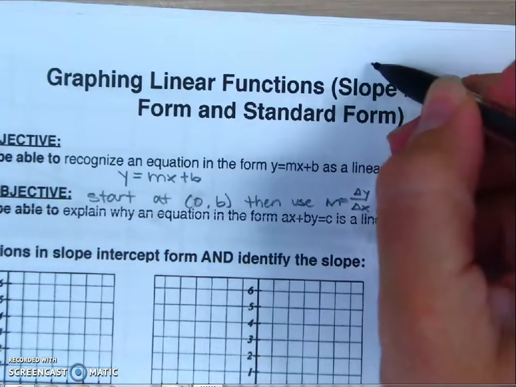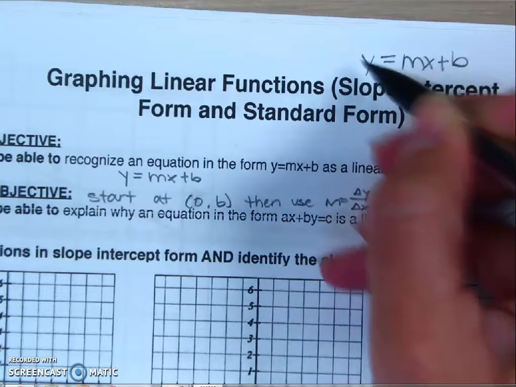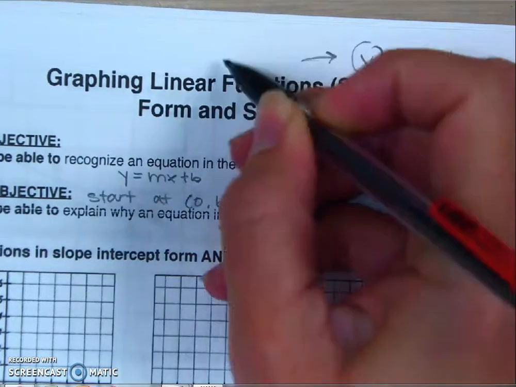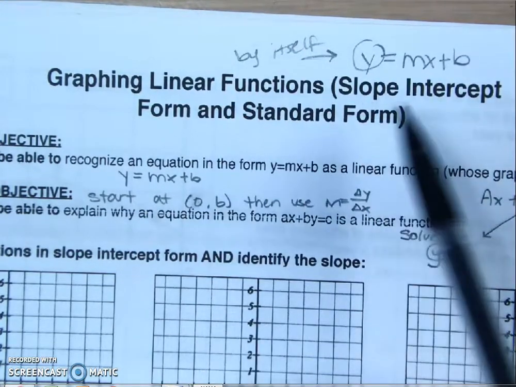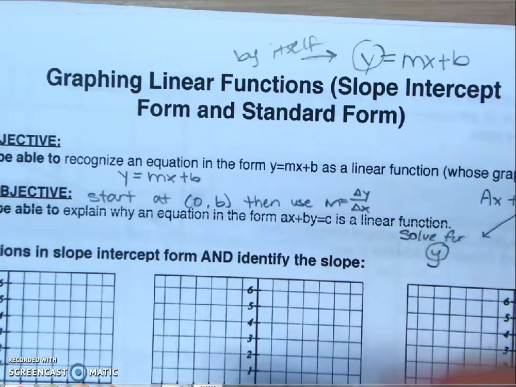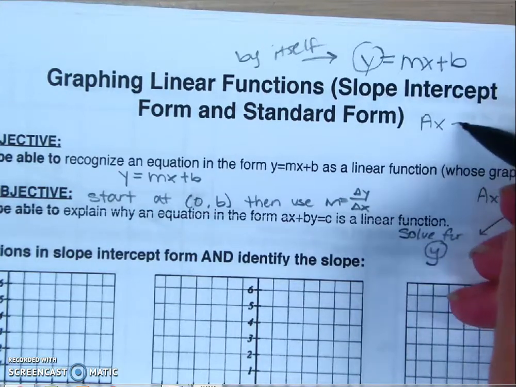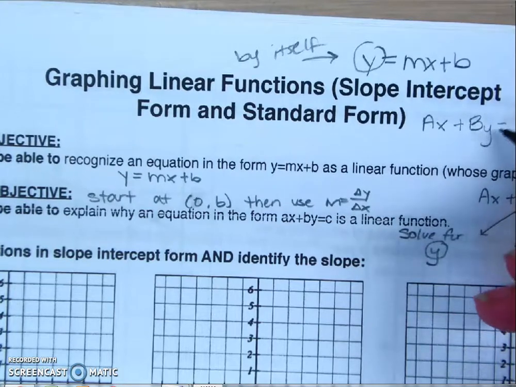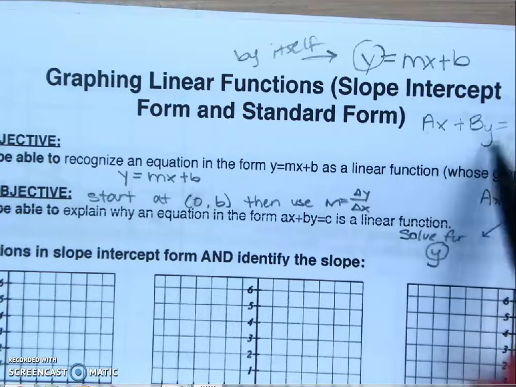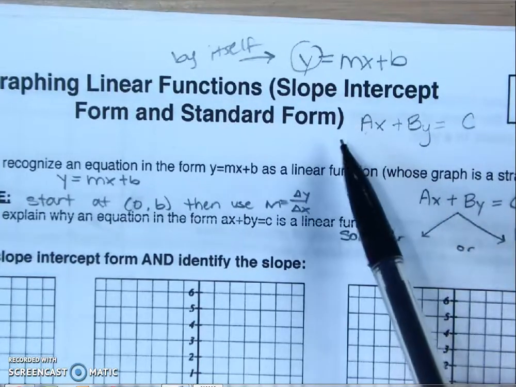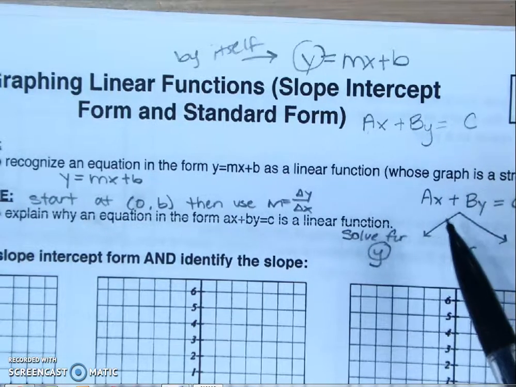Slope-intercept form is what we're used to. Y equals mx plus b. That's when the y is by itself. Standard form is when x and y are on the same side together. So it looks like a coefficient in front of the x, plus a coefficient in front of the y, equals some constant. So we call it ax plus by equals c, with a, b, and c standing in for some whole number integers.